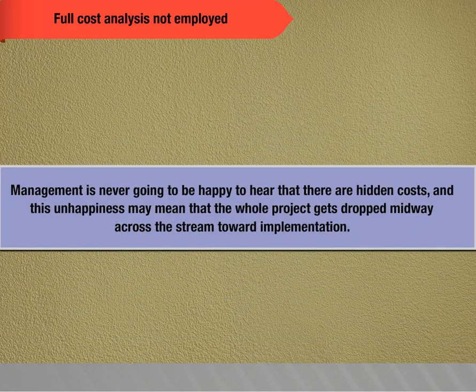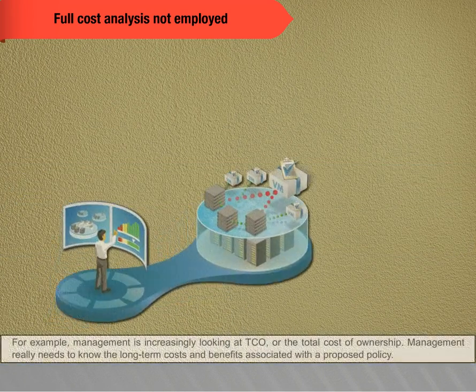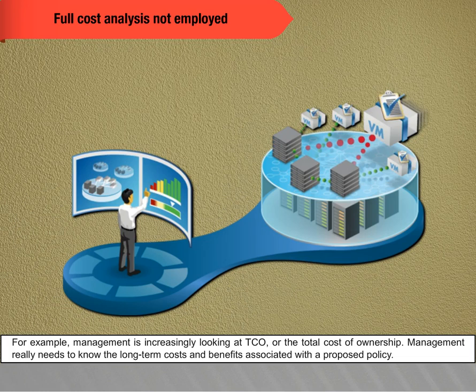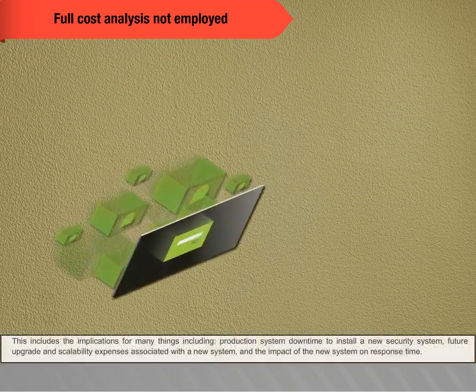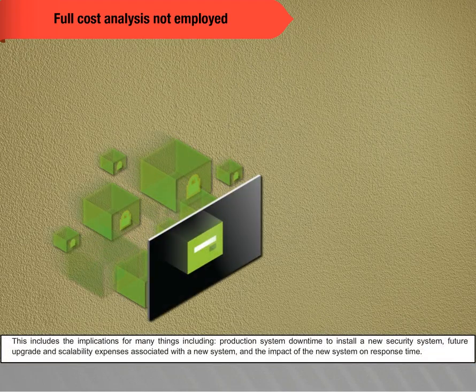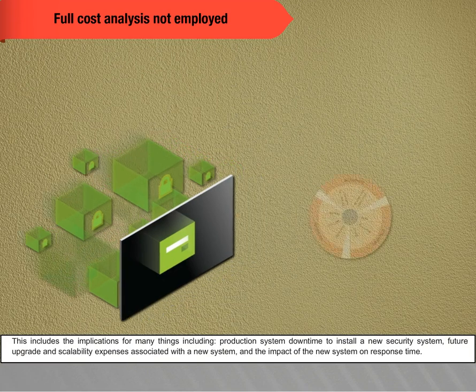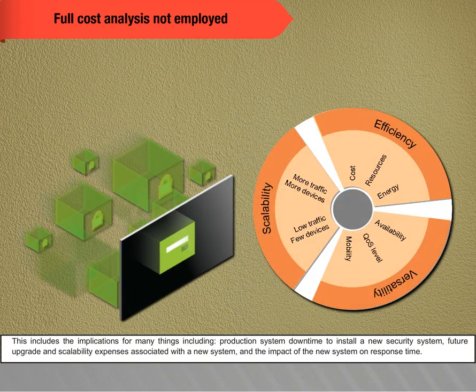Management is never going to be happy to hear that there are hidden costs, and this unhappiness may mean that the whole project gets dropped midway across the stream toward implementation. For example, management is increasingly looking at TCO, or the total cost of ownership. Management really needs to know the long-term costs and benefits associated with a proposed policy. This includes the implications for many things, including production system downtime to install a new security system, future upgrade and scalability expenses associated with a new system, and the impact of the new system on response time.